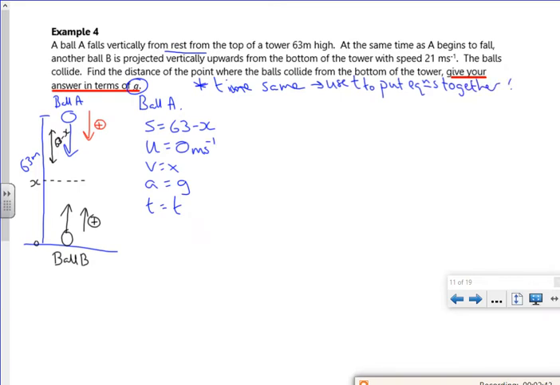So without v, I've got s equals ut plus a half at squared. So 63 minus x is 0 lots of t plus a half g lots of t squared. So 63 minus x is a half g t squared.